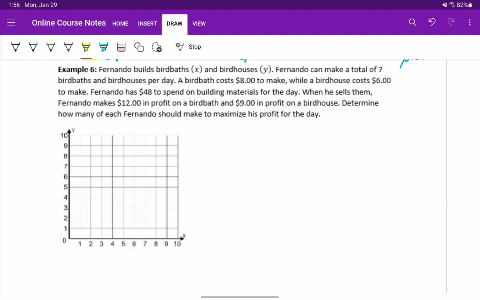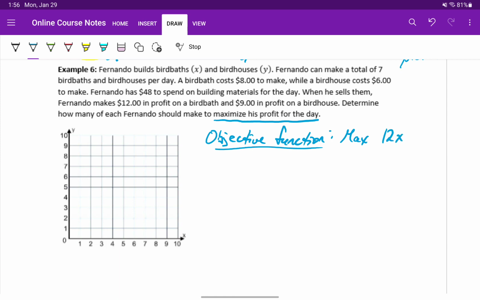He has $48 to spend on materials, and when he sells them he makes $12 in profit on a bird bath, $9 in profit on a birdhouse. We want to determine how many he should make of each type to maximize his profit. Meaning our objective function is to maximize $12 times each bird bath plus $9 times each birdhouse.